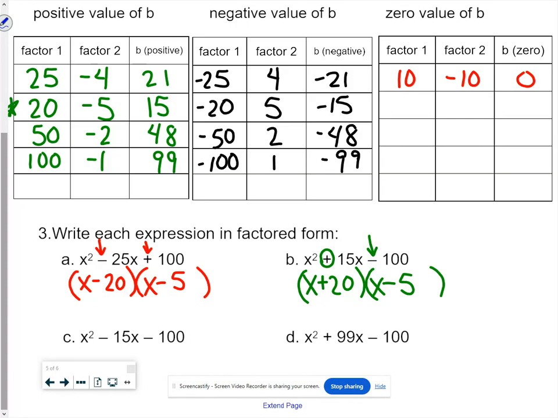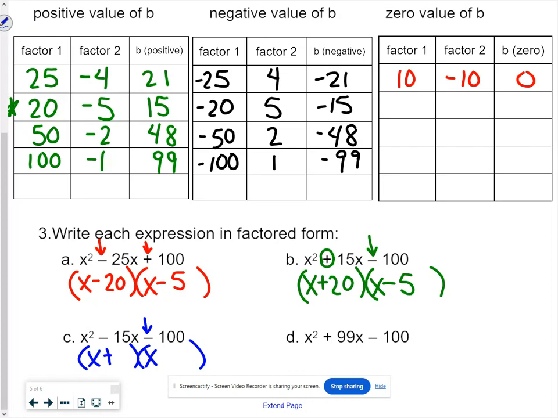All right. Let's try this one. Again, this tells me that I've got different signs. One's plus, one's minus. This tells me I have more negatives. So I'm looking at the middle table, the negative value of b, where I get the negative 15 instead of the positive 15, is right here. So these are still my numbers, 20 and 5. But I need to have more negatives, so I'm going to put the 20 with the negative and the 5 with the positive.